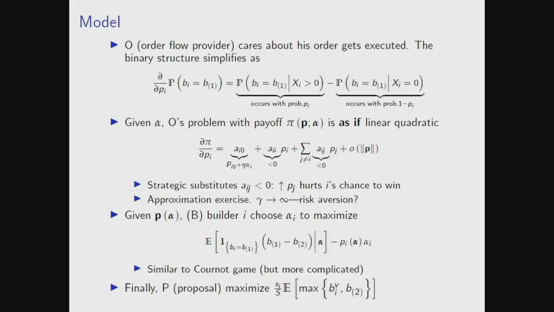Because the order flow there is just the probability, when you take the derivative, basically there are two terms. One occurs with the probability, the other occurs with 1 minus the probability. So that's the simplification they made in order to follow this linear structure.